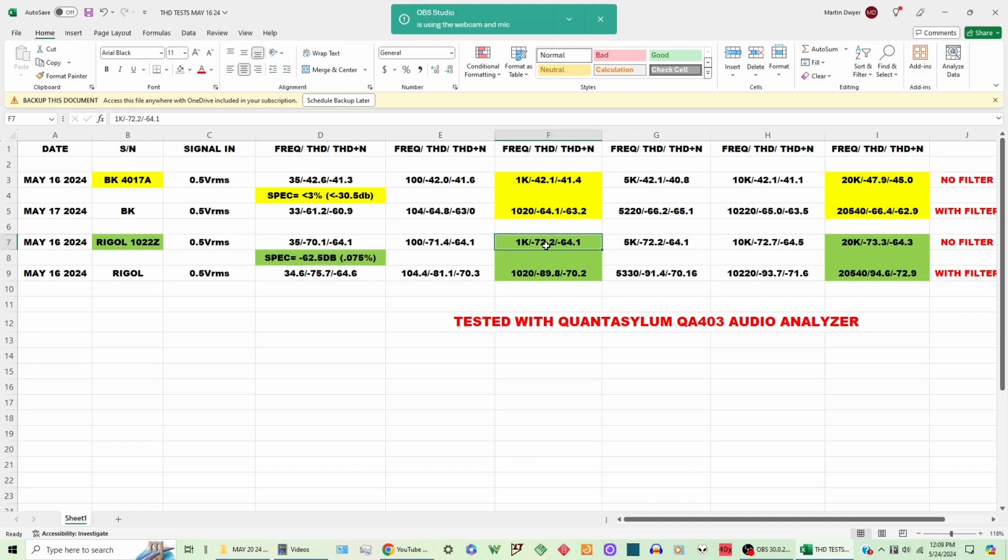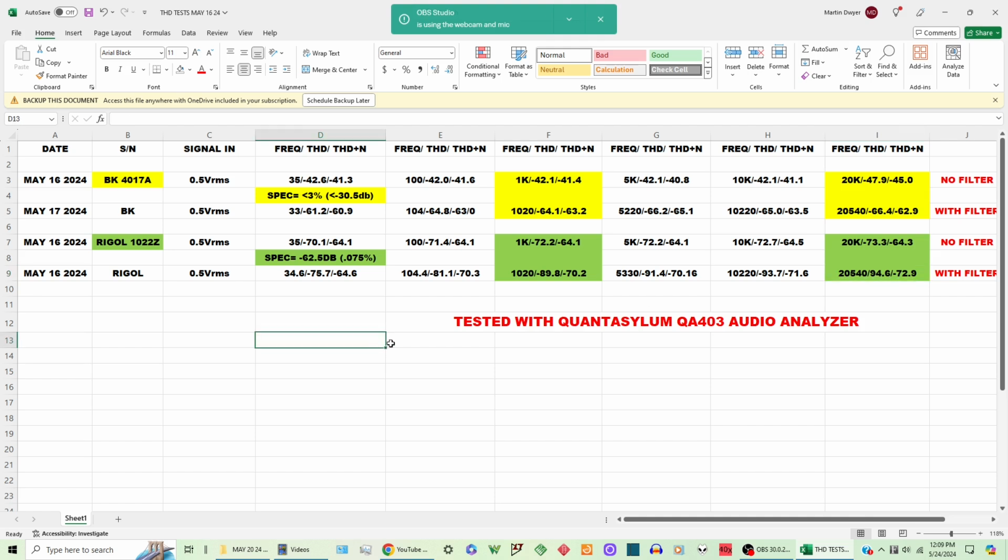With no filter, the total harmonic distortion is minus 72.2, which is quite an improvement on their specs. So their specs are very, very conservative. The result I get is considerably better than their specifications. Anyway, it's minus 72.2. With the filter, the total harmonic distortion drops down to minus 89.8. Let's take a look at 20KC. Without the filter, total harmonic distortion is minus 73.3. With the filter, the total harmonic distortion drops down to minus 94.6.